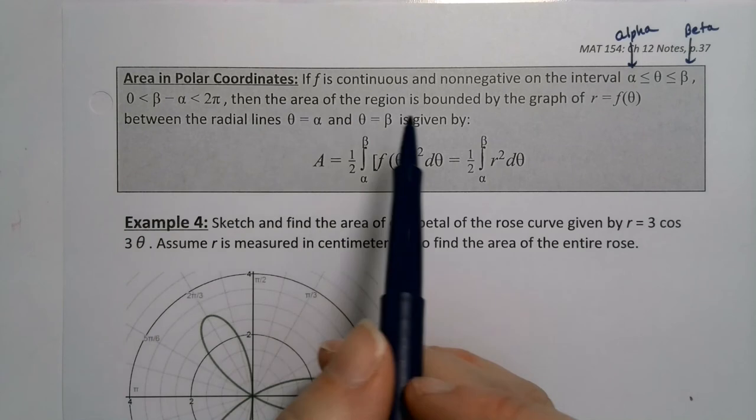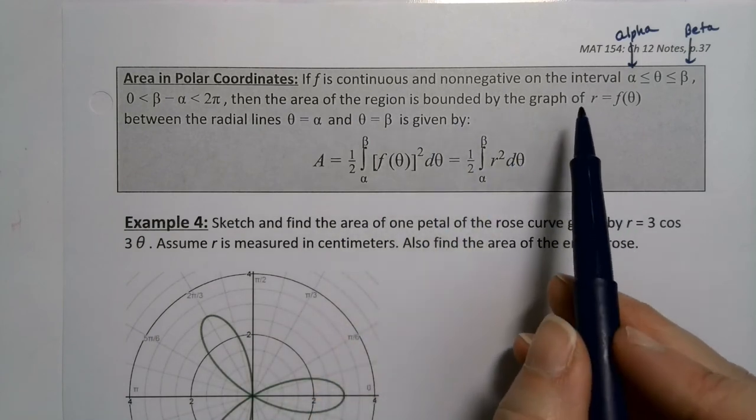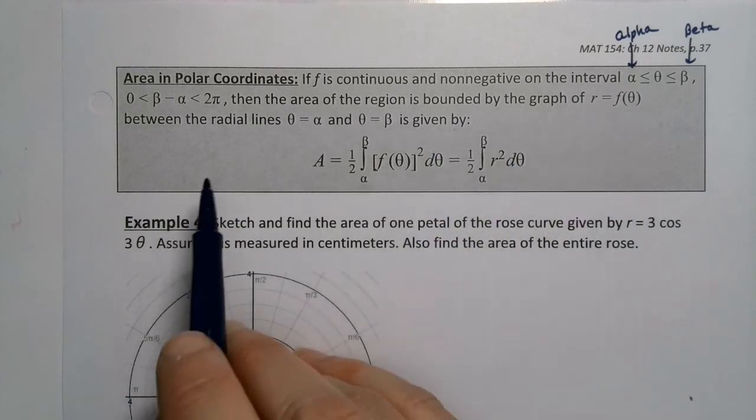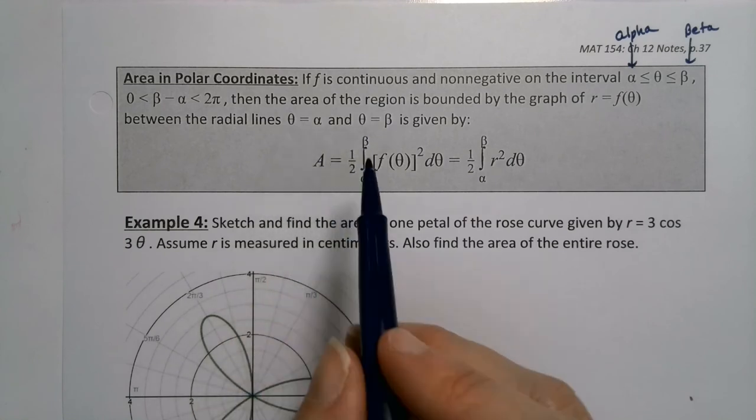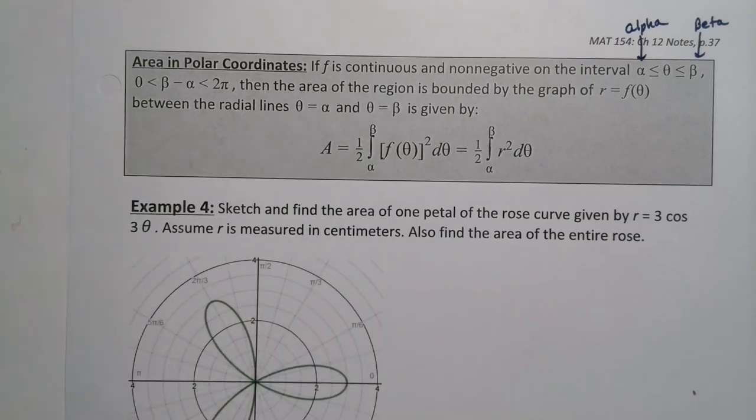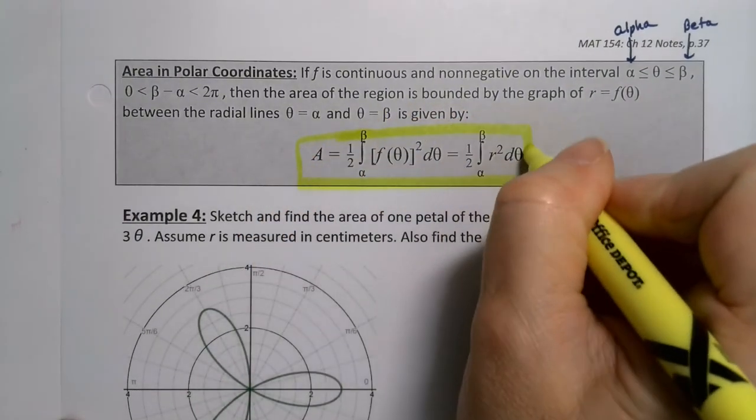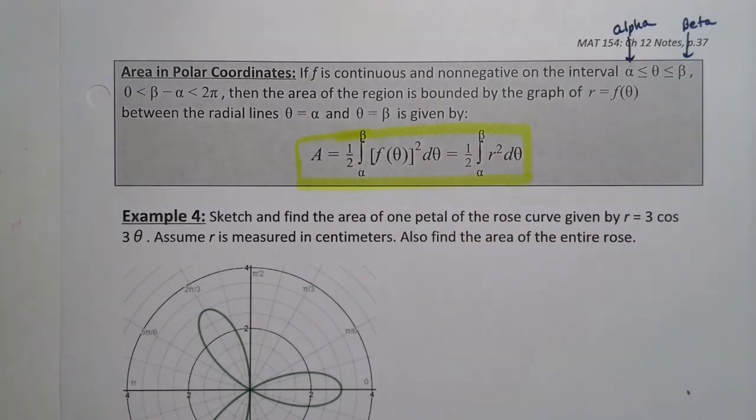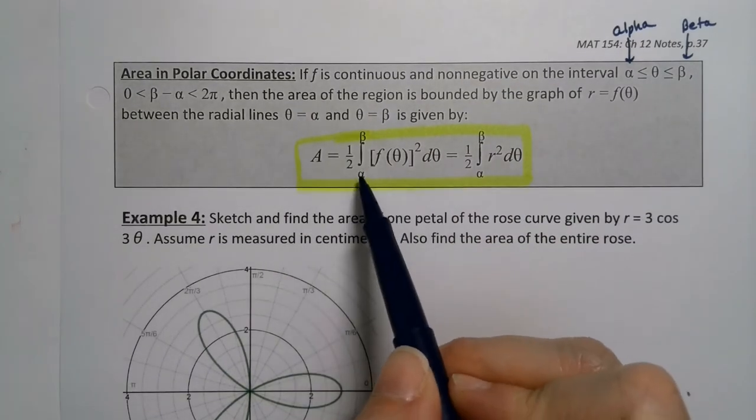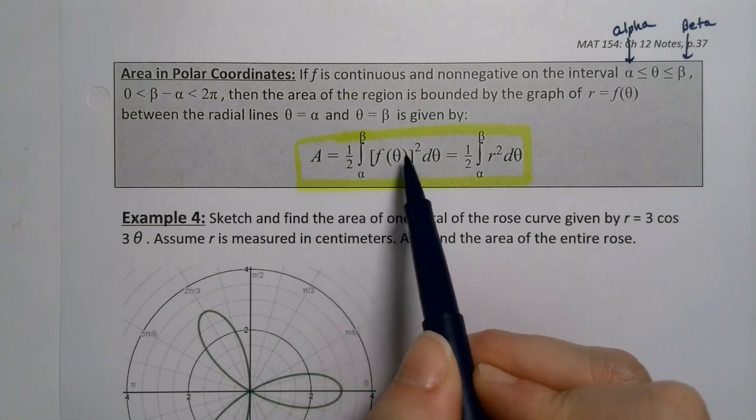Then the area of the region bounded by the graph of r equals f of theta between the radial lines theta equals alpha and theta equals beta is given by this formula. So this formula is the formula for area in a polar curve. Now, what's going on here? Well, we're going from theta equals alpha to theta equals beta, but why is it 1/2 f of theta squared?